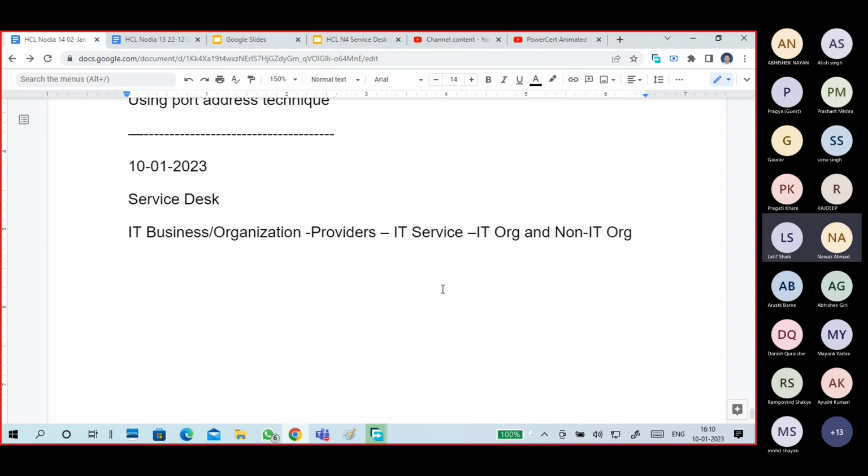Okay, what is a non-IT organization? What are IT organizations? So I'm going with the IT organizations or IT services. IT organizations are businesses that provide IT services.